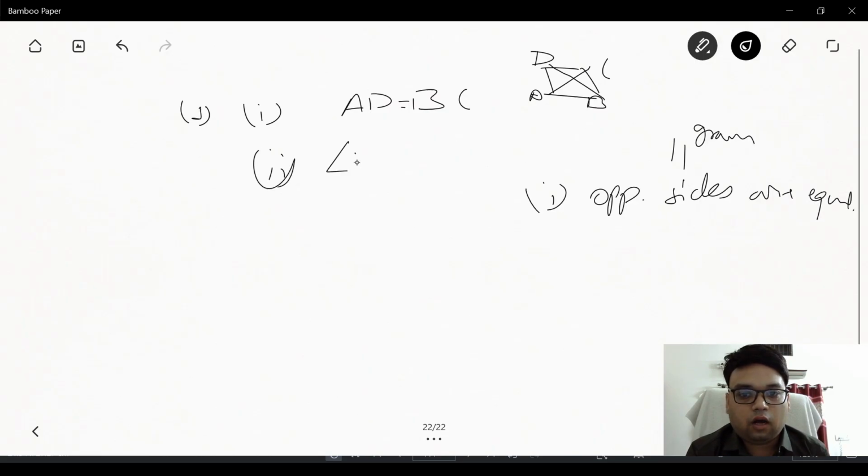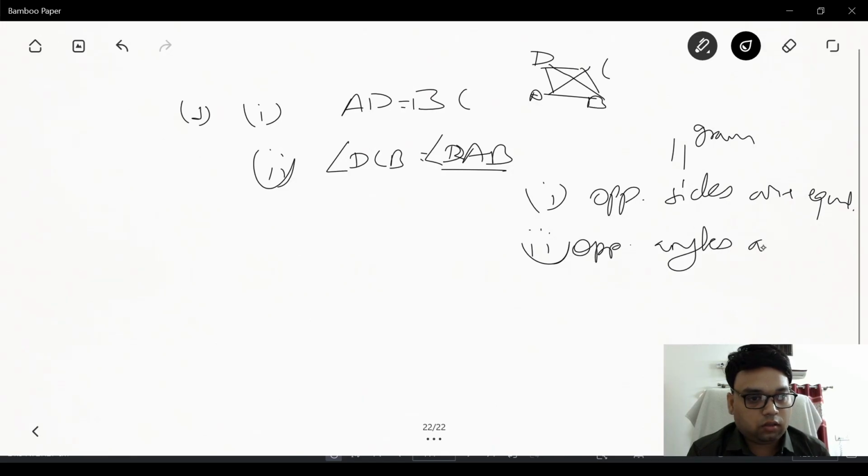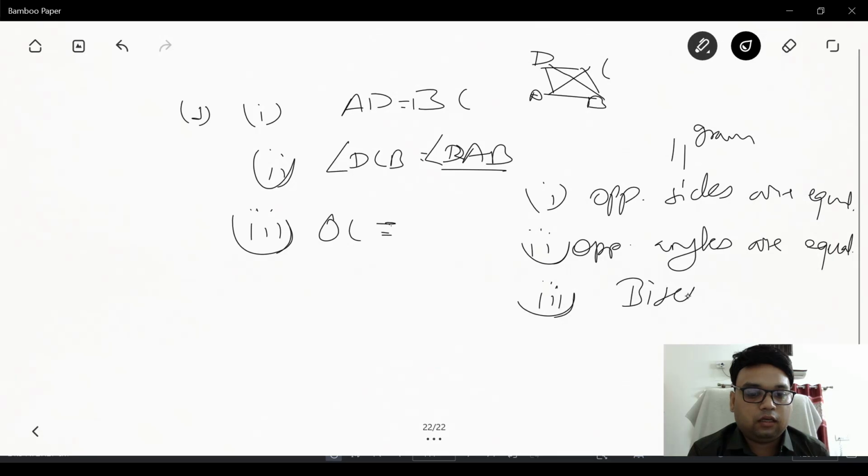Secondly, they asked DCB is equal to what? Here we give the answer DAB. Why? Because opposite angles are equal. Now third one, the question is: which term is equal to OC? Here we give the property that the diagonals bisect each other. Therefore OC is equal to OA.